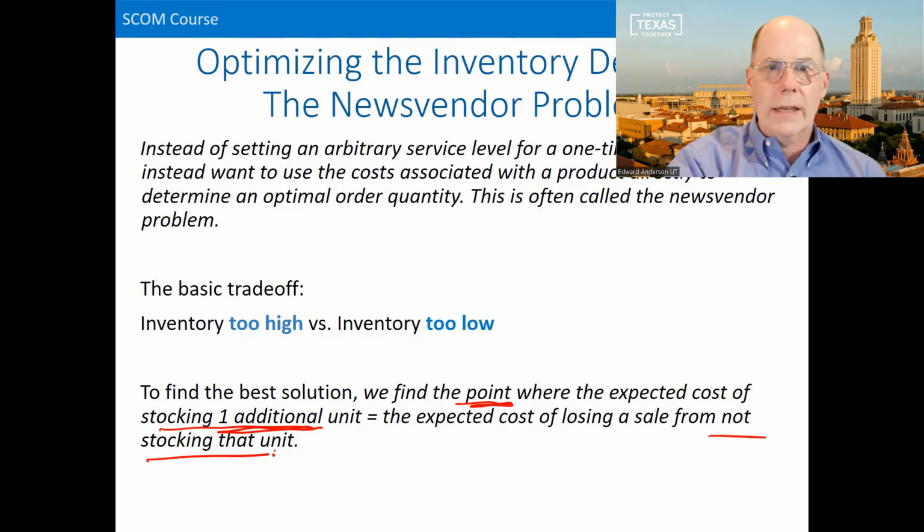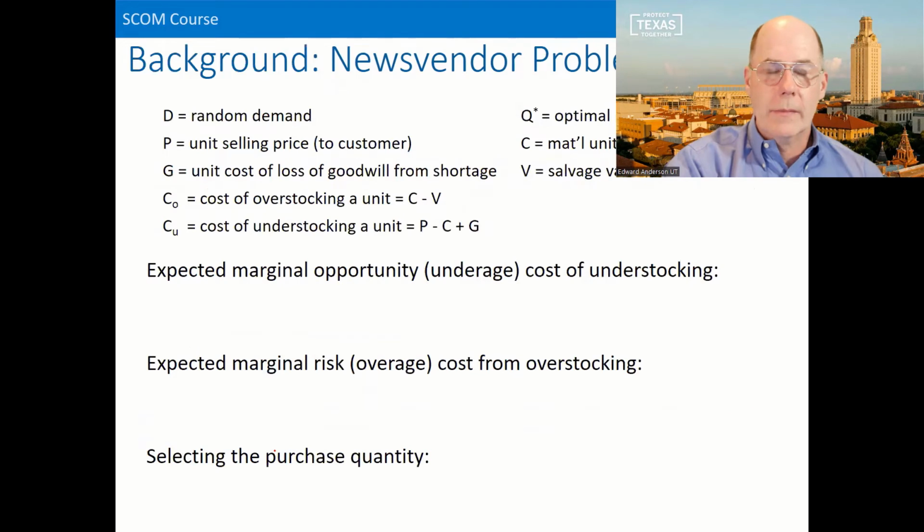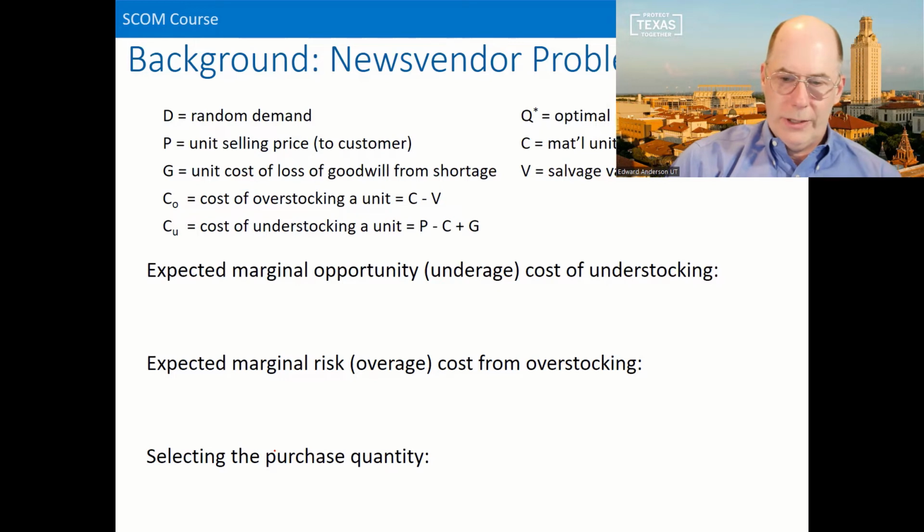This is a lot like economics. If you ever take that class, they'll talk about something called marginal revenue equals marginal cost. And that's exactly what we're doing right here. Okay, so let's look at the newsvendor formula. Where does it come from?